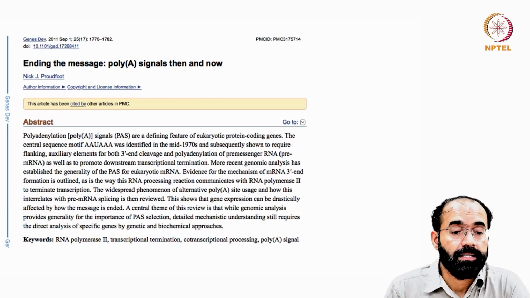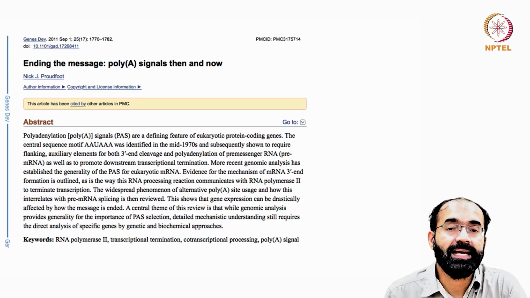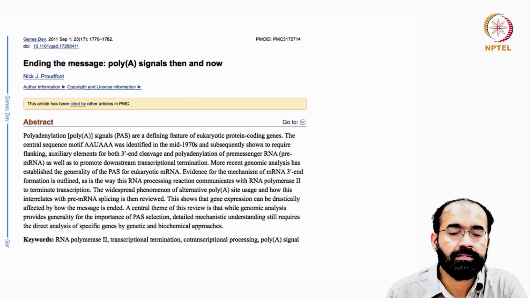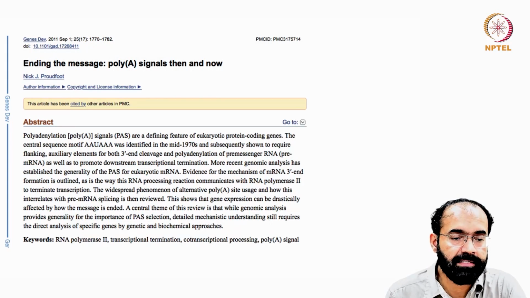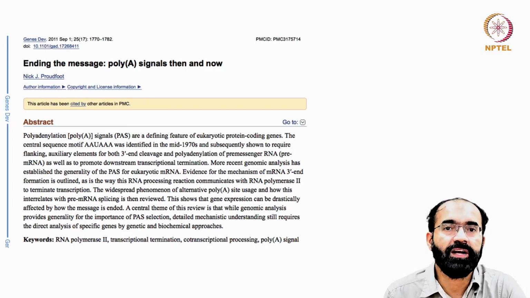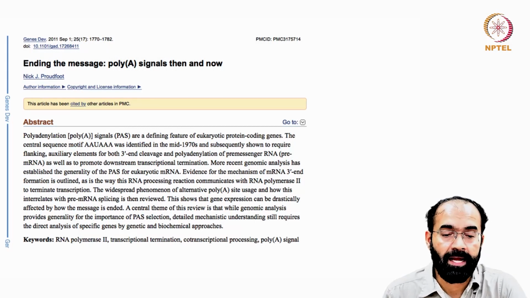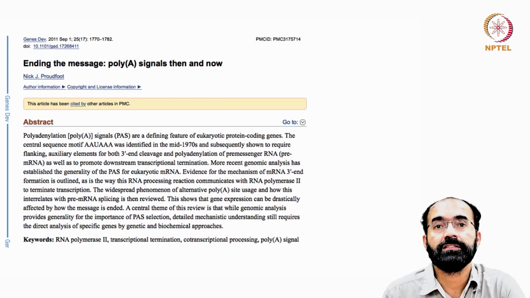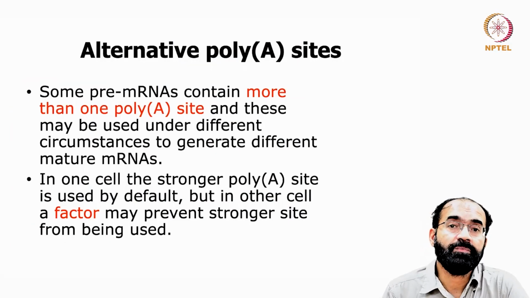One of these articles was published in the journal Genes and Development, "Ending the message: poly-A signals then and now", which is an interesting publication, and those who are interested can read it. It is a little old, I think it was published in 2011. It is quite interesting to read. You should try to read it, and those who could not access it, you can contact me and I will provide ways of reading.